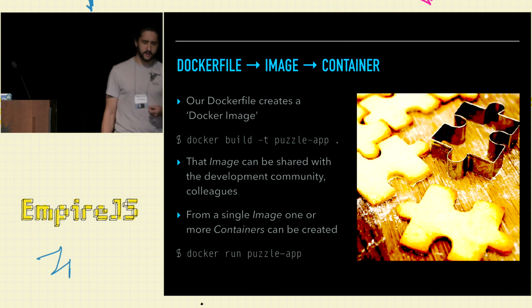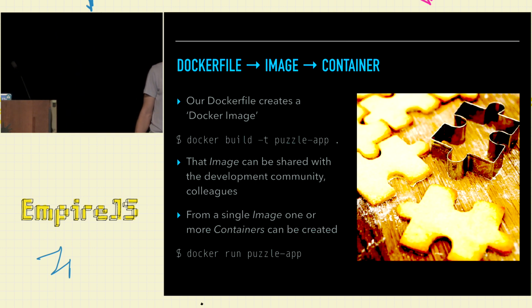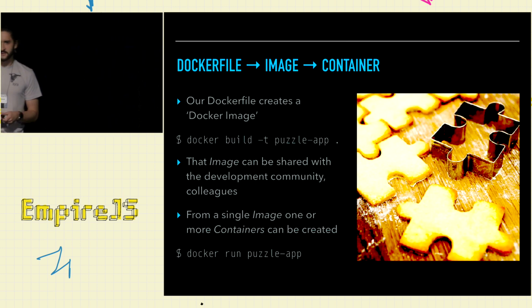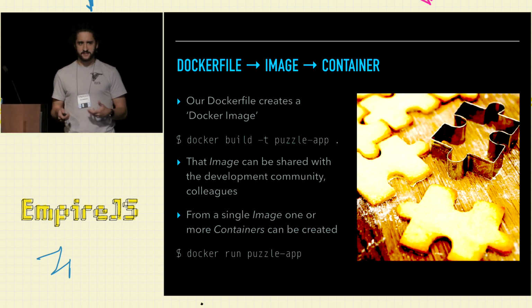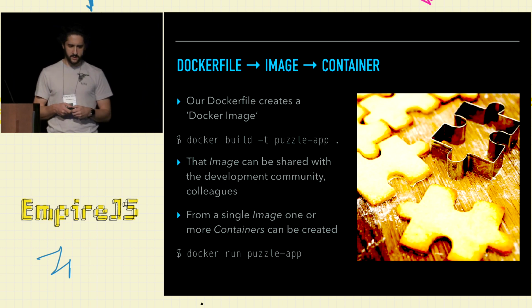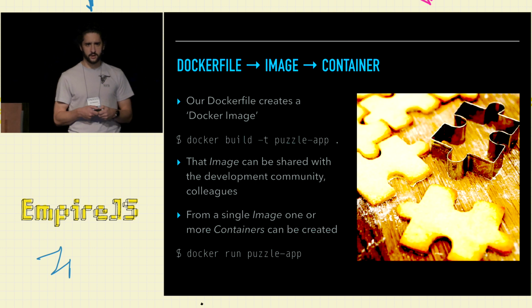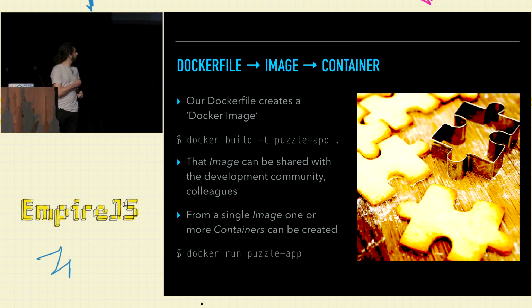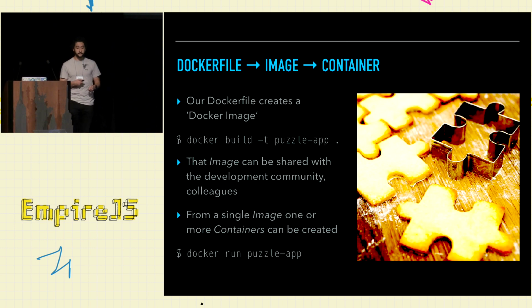And there's this lineage between a Docker file to a container where there's this intermediary called an image. And what a Docker image is, it is almost like a cookie cutter that allows us to produce multiple containers. So I can create an image with my Docker file by running a command called docker build. And what I have up here is I am building my container with a tag called puzzle app, so that way I can easily find it later.